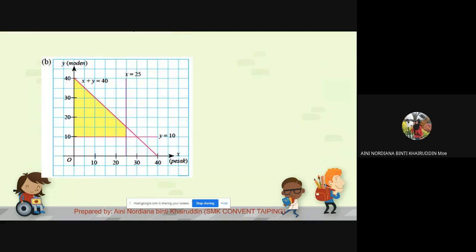So tengok pada diagram ni, graf ni. So baju kurung pesak 10. So baju kurung moden ada 2 kat sini. Minimum 10, maximum 30.